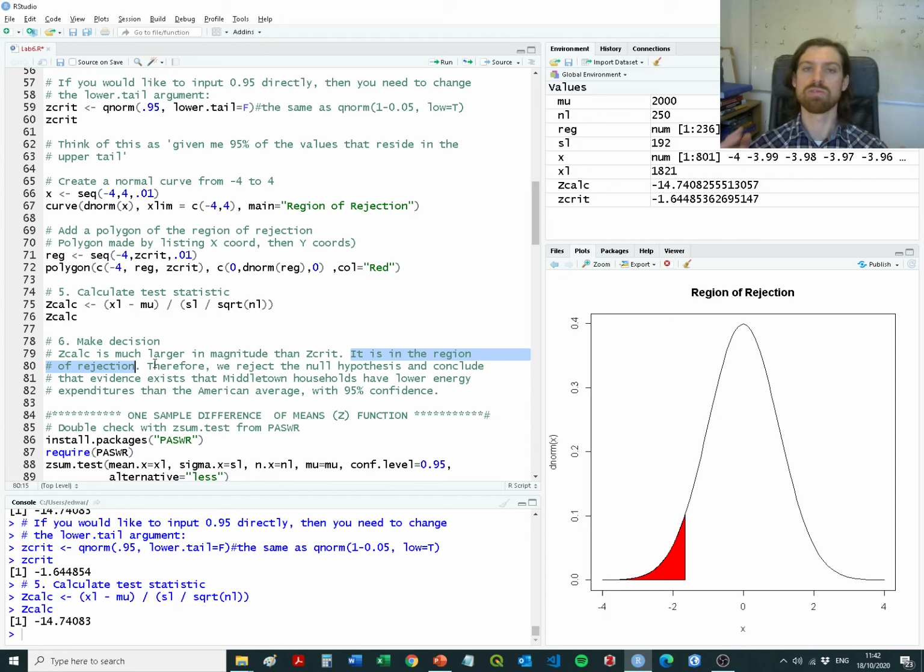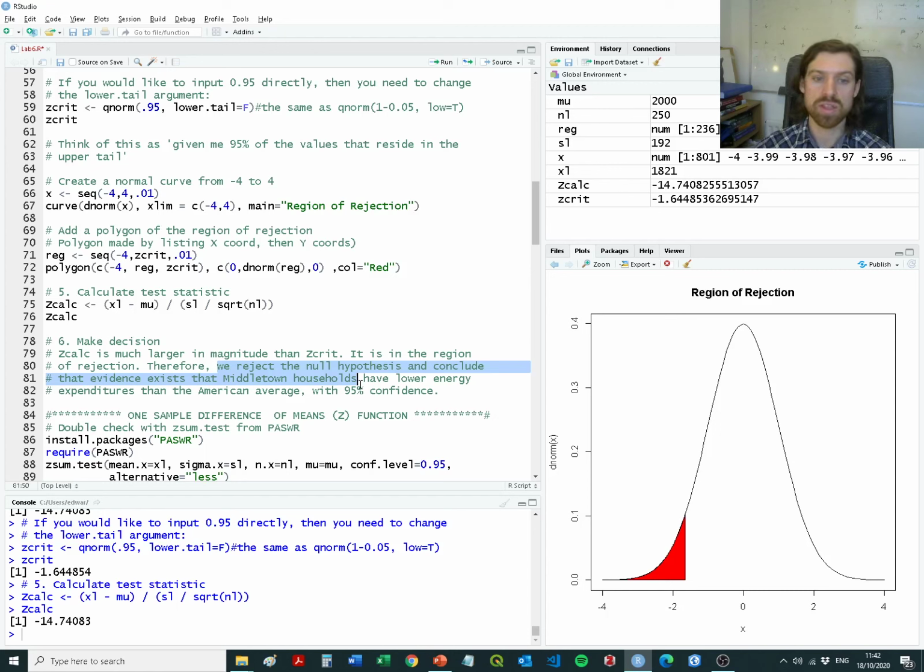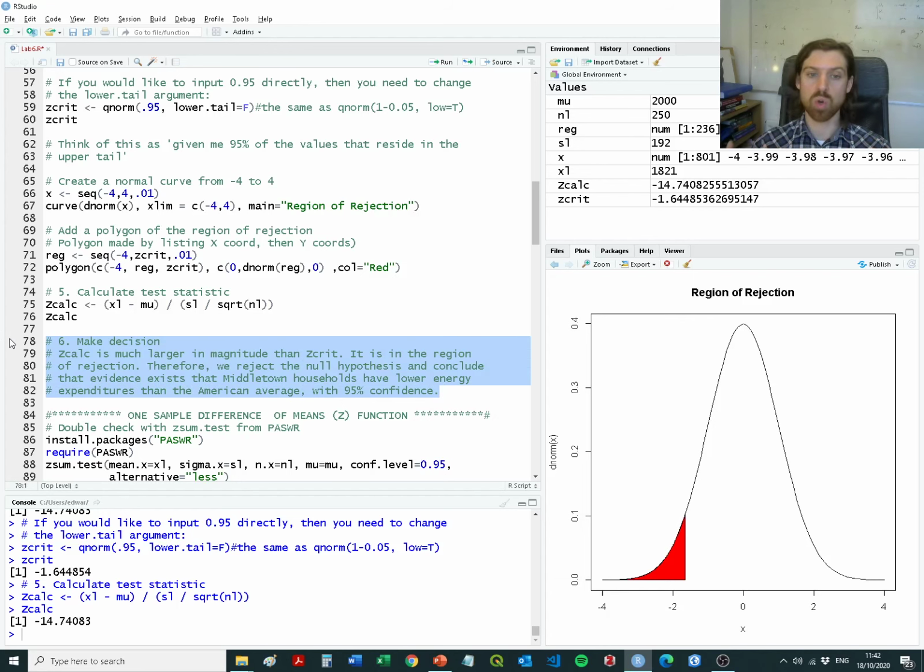Given that result, we're now able to say we reject the null hypothesis and conclude that the evidence exists that Middletown households have lower energy expenditures than the American average at the 95% confidence level. You'll notice that we're wording it in a specific way: we've got enough evidence to reject the null hypothesis. I hope that's clear.